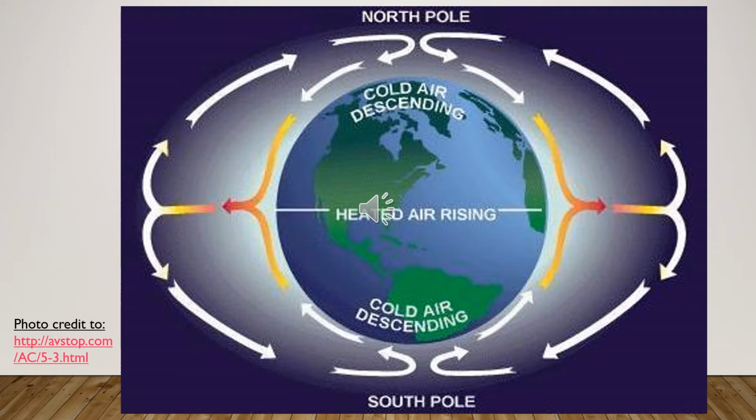So this 5-image story is going to be about the general circulation of the atmosphere. And the first slide is about the direction of the wind.